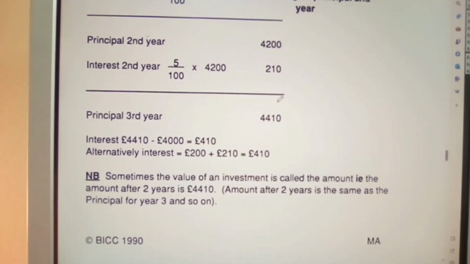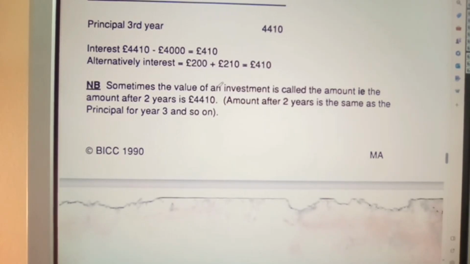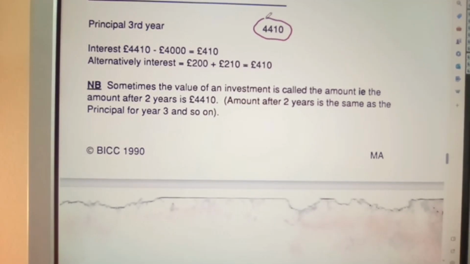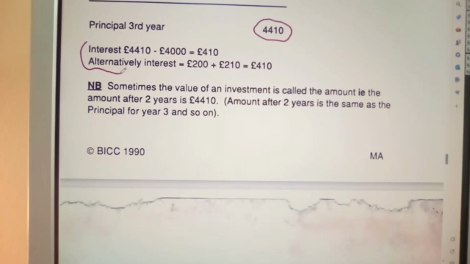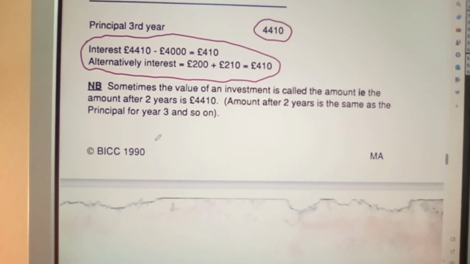And look at how this has now grown. That's £4,410. And here's your interest. Now here we're just showing you an alternative method, but the alternative method is totally your choice if you wish to use it. So bear that in mind.